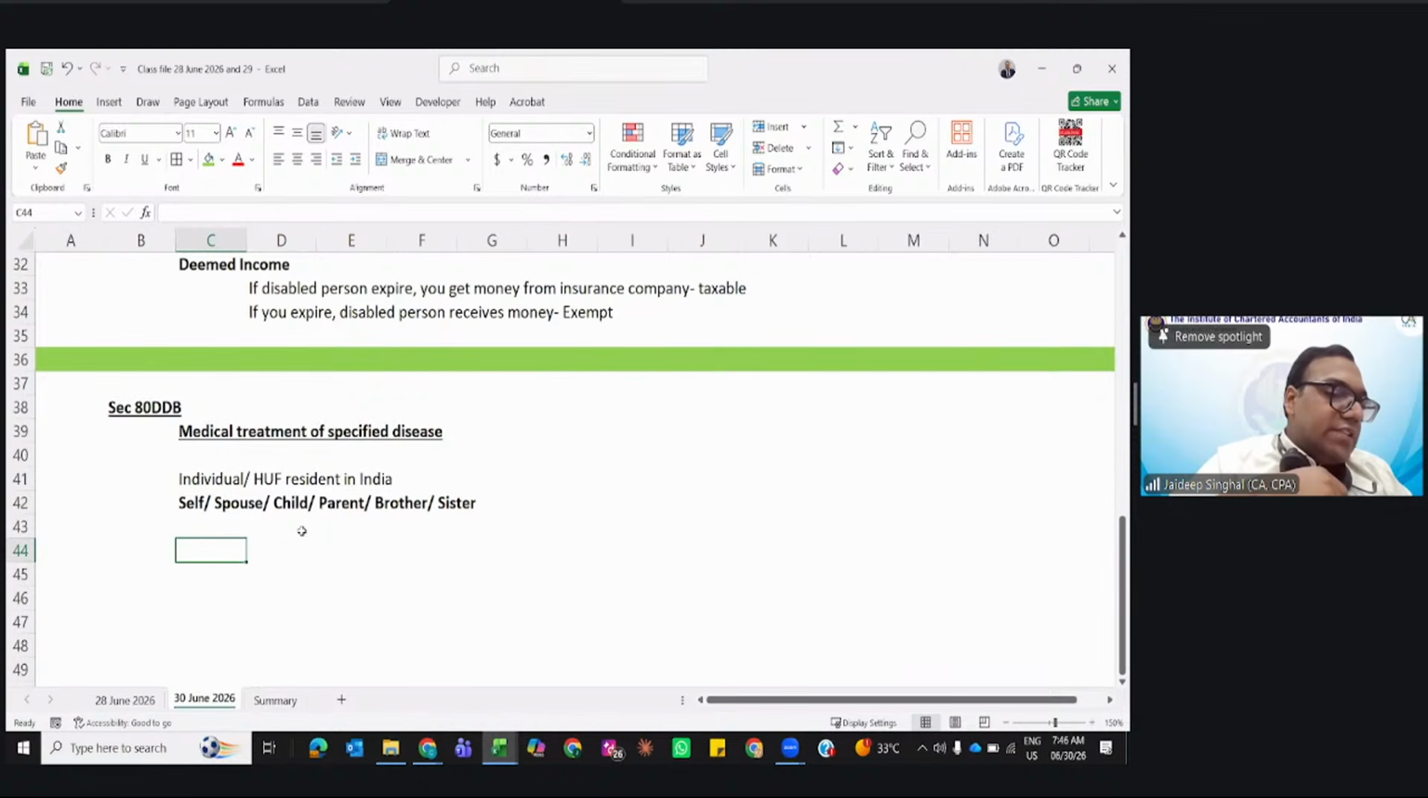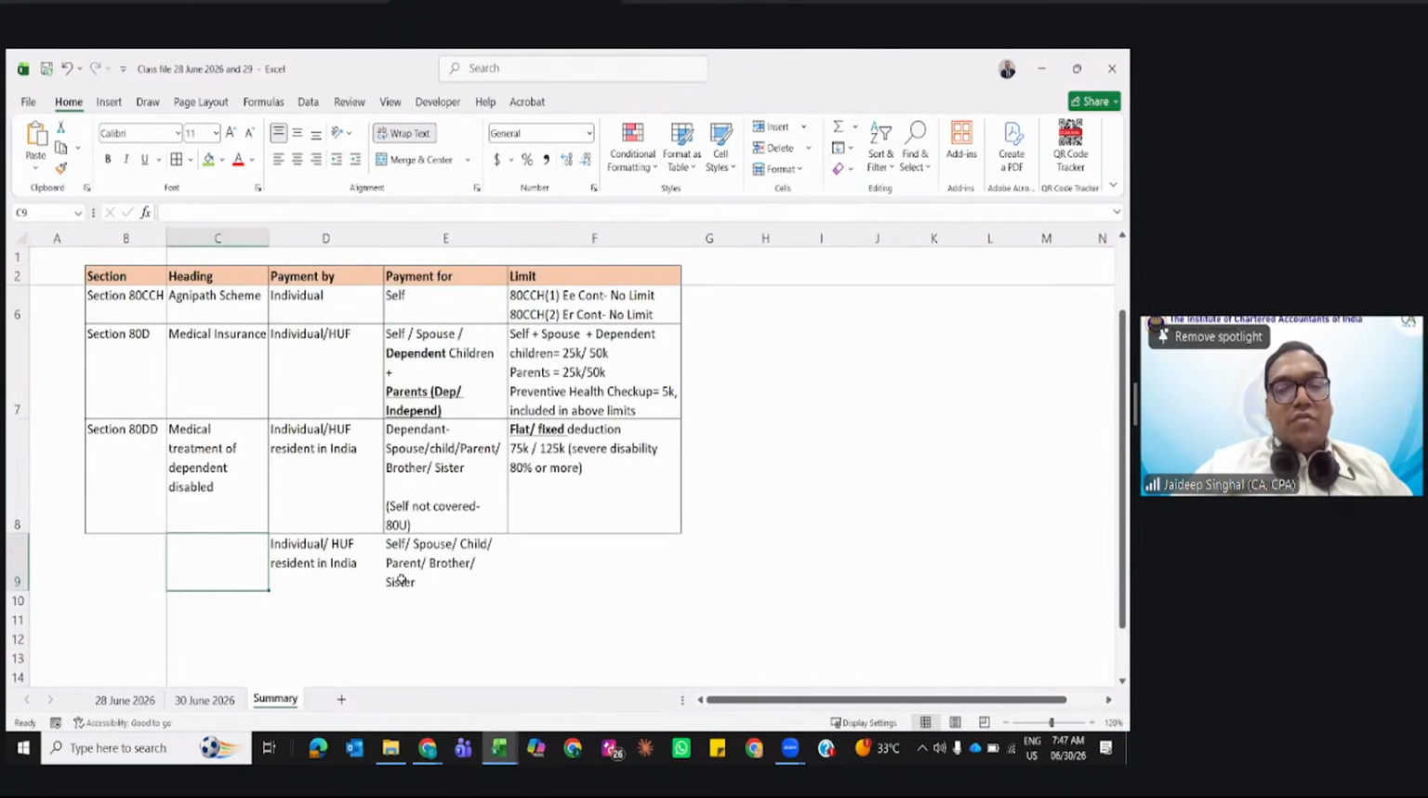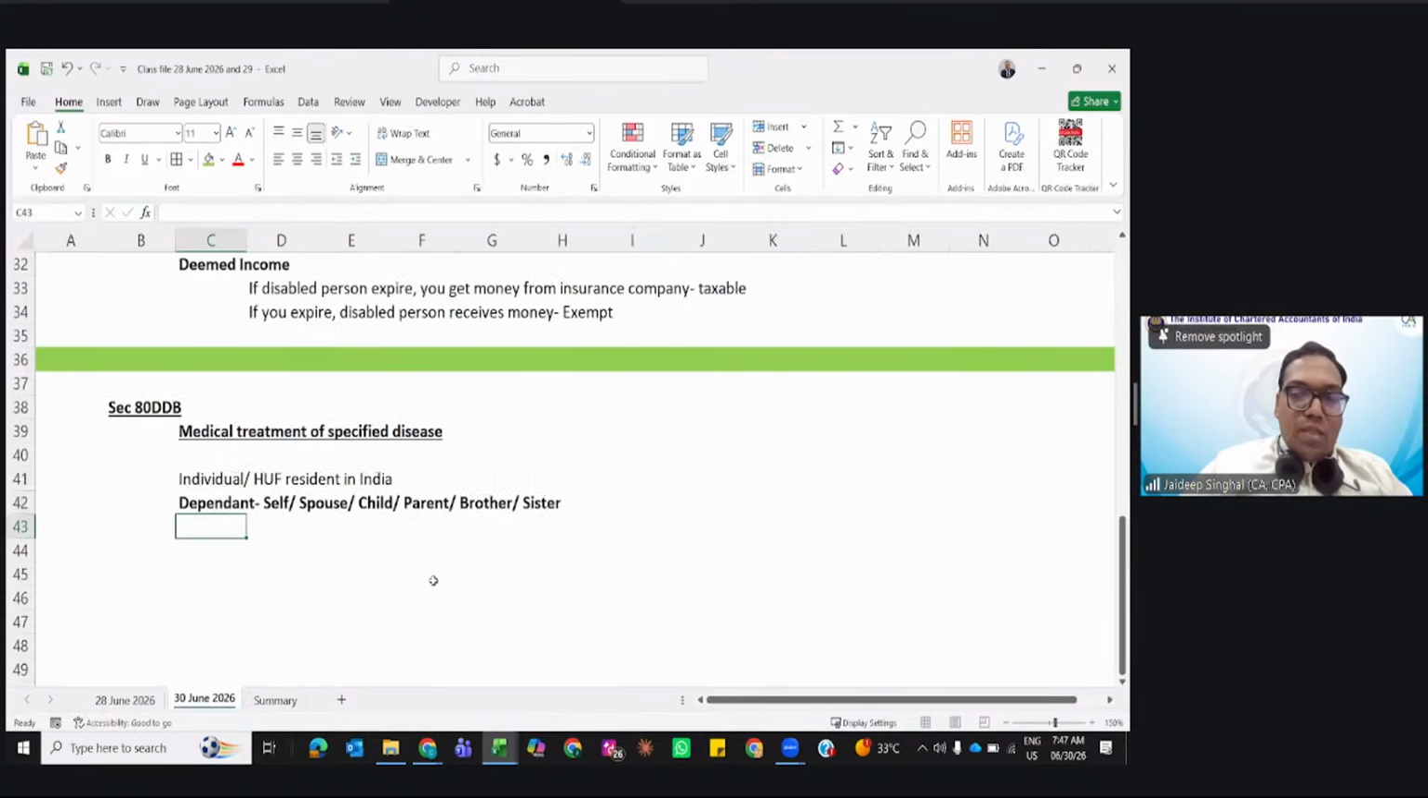So, it is for the specified disease. Again, they are wholly or mainly dependent. It is for the dependents. These persons are dependent on you. See, I'm not writing for the HUF. HUF means any member of HUF. Wherever HUF is there, then it is for any member of HUF, right? It is for dependent. Similar type of section, but different disease, it is there, right?